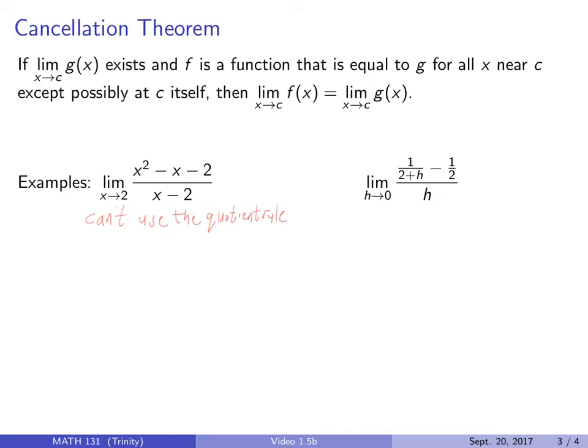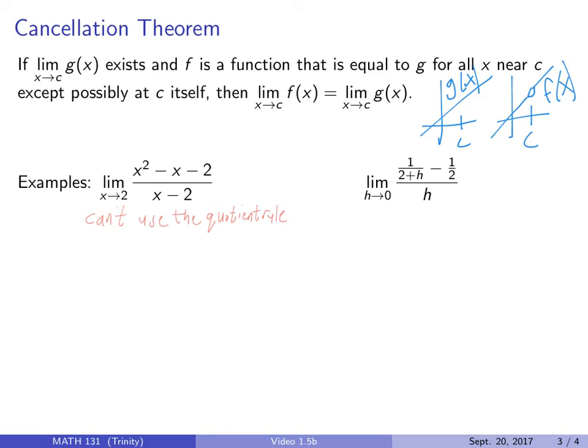So the cancellation theorem says if I have another function g of x such that f of x and g of x are equal to each other near x equals c, but maybe not at c itself, then I can say that the limit as x approaches c of f of x is the same as the limit as x approaches c of g of x. So the idea is if I have two functions that are equal everywhere near x equals c, but maybe not at x equals c itself, instead of evaluating the limit of f of x, I can instead evaluate the limit of g of x, which is probably an easier function to work with.